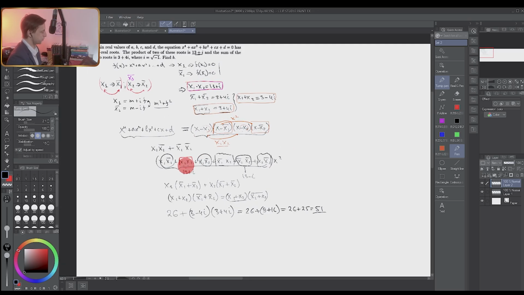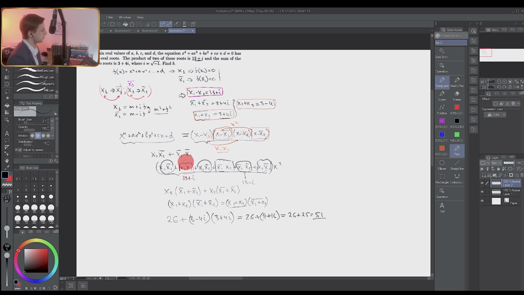This is it. So the problem is pretty simple. You just need to know the basics of algebra, and this one is solved. Let's go to the next one.